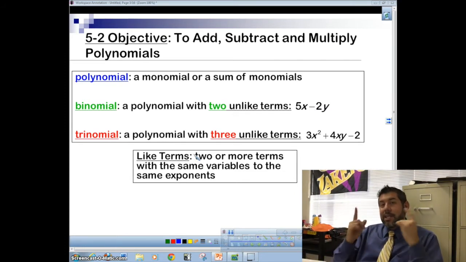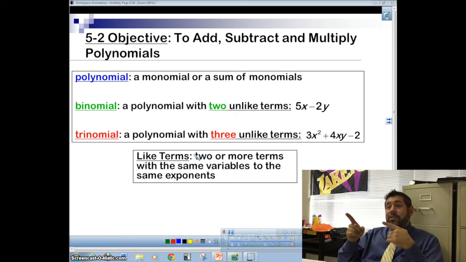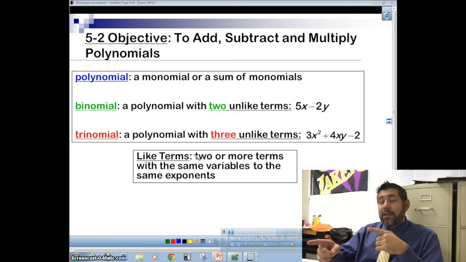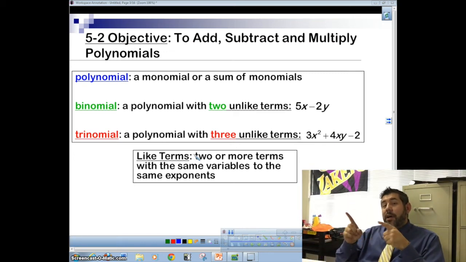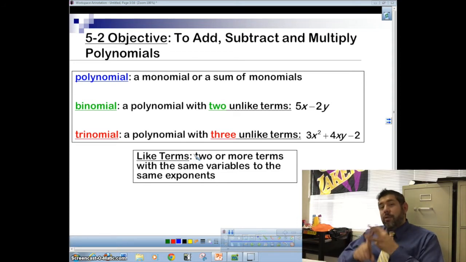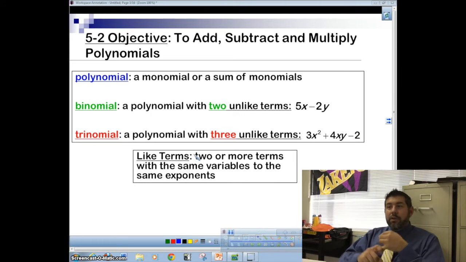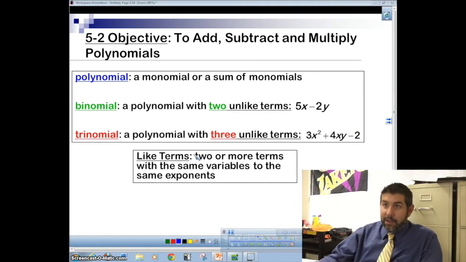Let's take a look at 5.2, adding, subtracting, and multiplying polynomials. So why don't you take a second, pause the video here so you can write down the polynomial, binomial, trinomial, number of terms, what these terms are, and what it means to be like terms, because then we're going to go over the problems, okay? So let's take a look at the problems, shall we? We shall. Here we go.